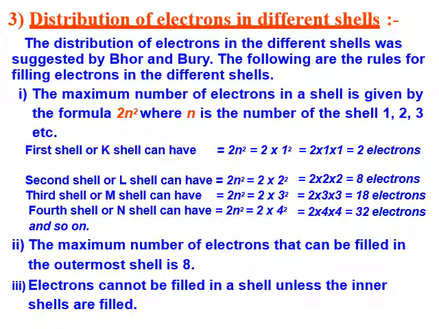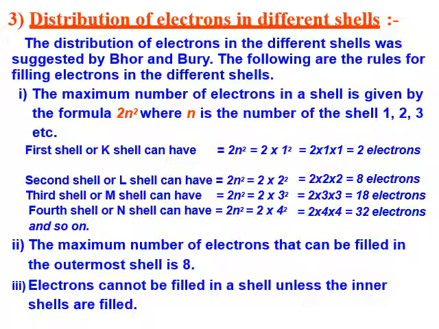Now, talking about distribution of electrons in different shells, the distribution of electrons in the different shells was suggested by Bohr and Bury. The following are the rules of filling the electrons in different energy shells. First is that the maximum number of electrons in a shell is given by the formula 2n square, where n is the number of the shell, that is, K is having 1, L is having 2, M is having 3, etc.